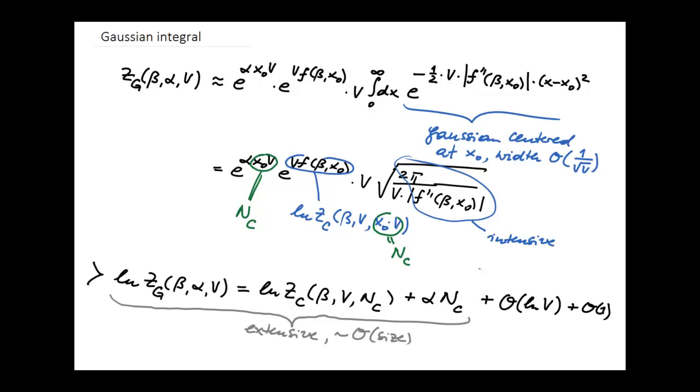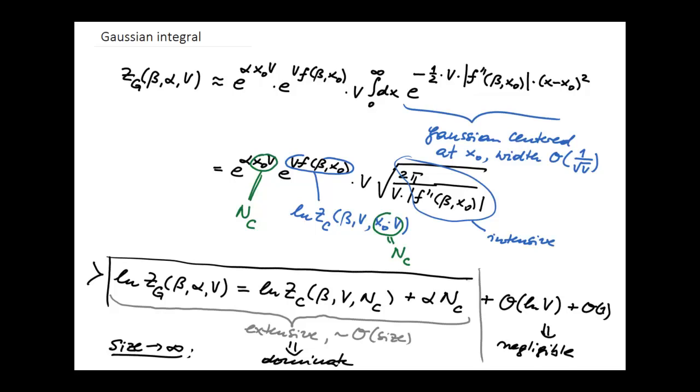Okay? In contrast, the other two terms scale at most with the log of the size of the system. So when you let the size of the system go to infinity, they grow much more slowly than the terms to the left of this vertical line. So in fact, as the size goes to infinity, these terms here dominate, and these terms become negligible. And hence you can say that in the thermodynamic limit, where the size goes to infinity, you have this relationship here between the log of the grand canonical partition function and the log of the canonical partition function. They differ by alpha times the particle number.